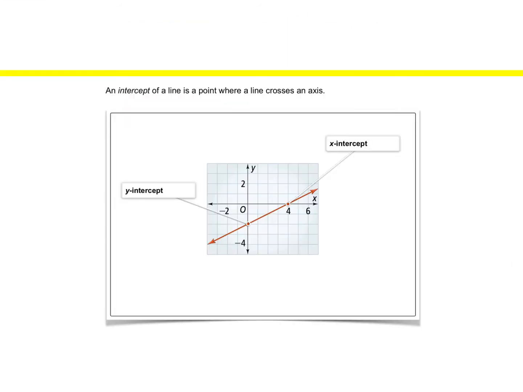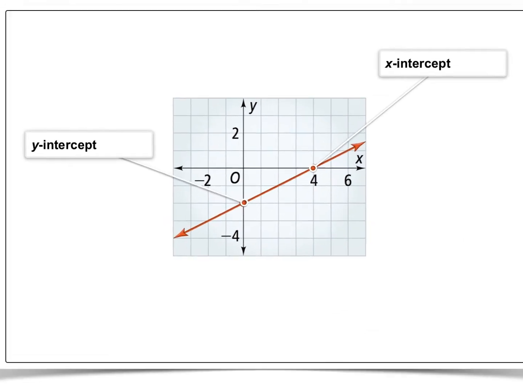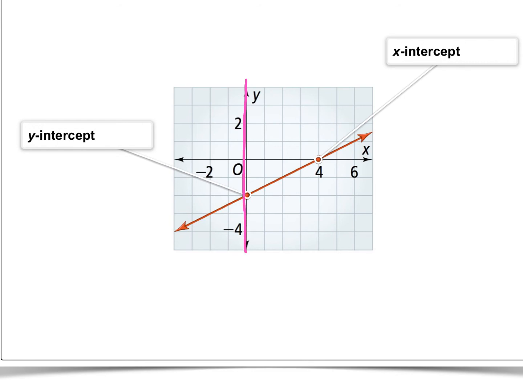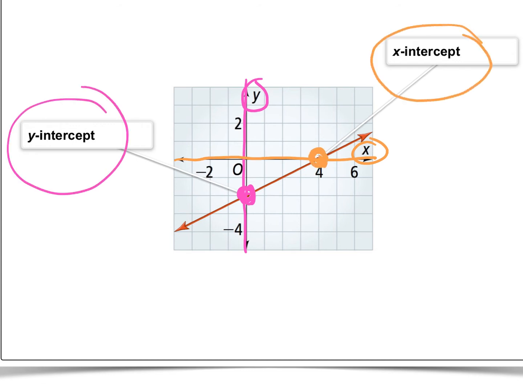All right, next we have an intercept. An intercept of a line is a point where a line crosses an axis. So our vertical axis is our y-axis. The horizontal axis is our x-axis. Where we cross the y-axis is our y-intercept. Where we cross the x-axis is our x-intercept. So we could have two possible intercepts with our linear graphs, an x-intercept and a y-intercept. It's just telling you where it crosses that axis.